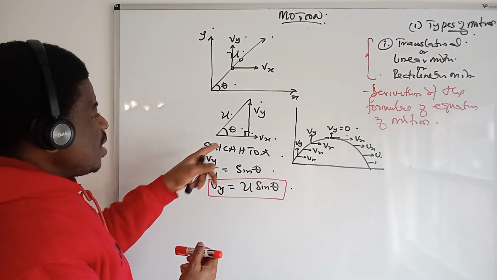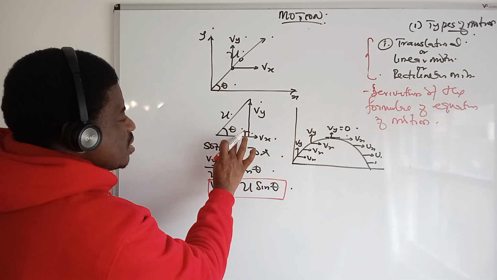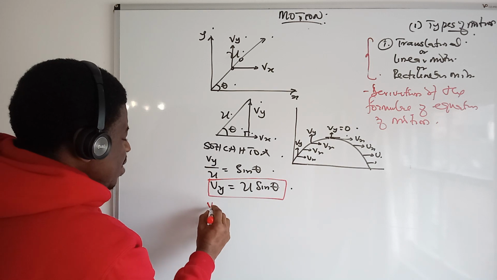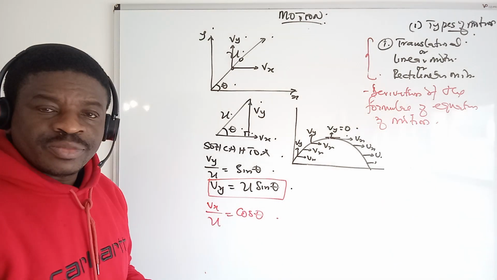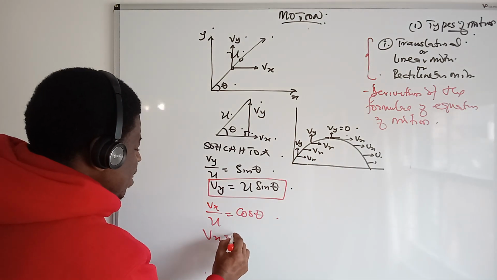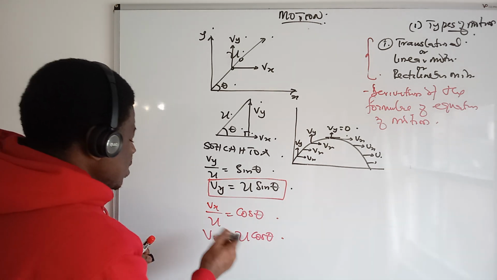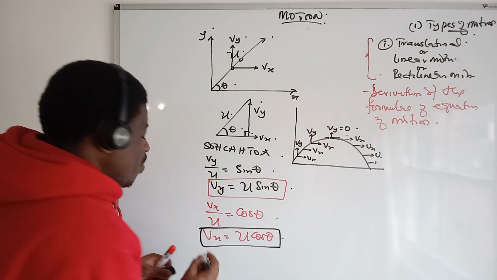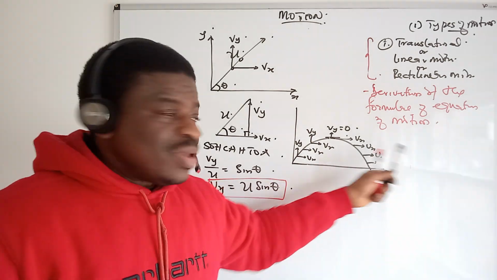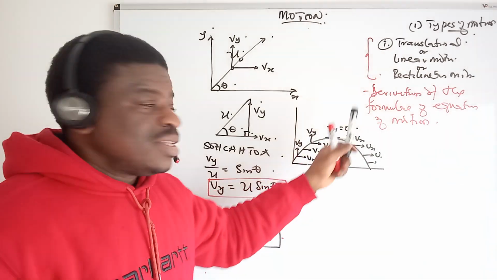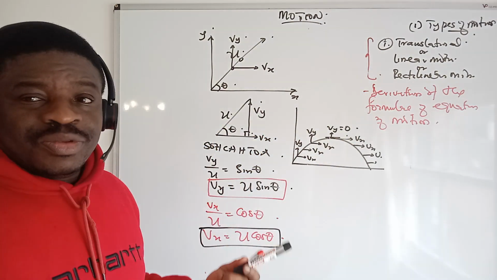So now let's go to how we get Vx, which is the horizontal. Horizontal is adjacent over hypotenuse. So Vx over u is equal to cos theta. You understand? So Vx will be u cos theta. This is now the horizontal component of the velocity. This is the velocity that is taking the object this way, and this is the velocity that is taking it that way. And if you use Pythagoras theorem to square these, you will still get your u, the same thing.